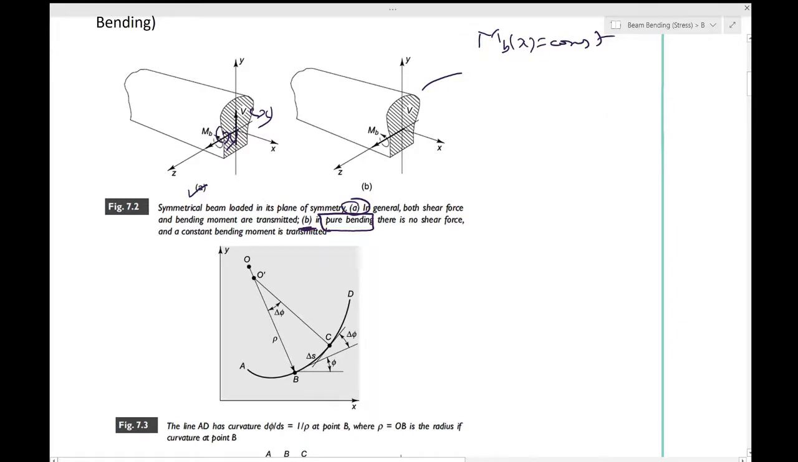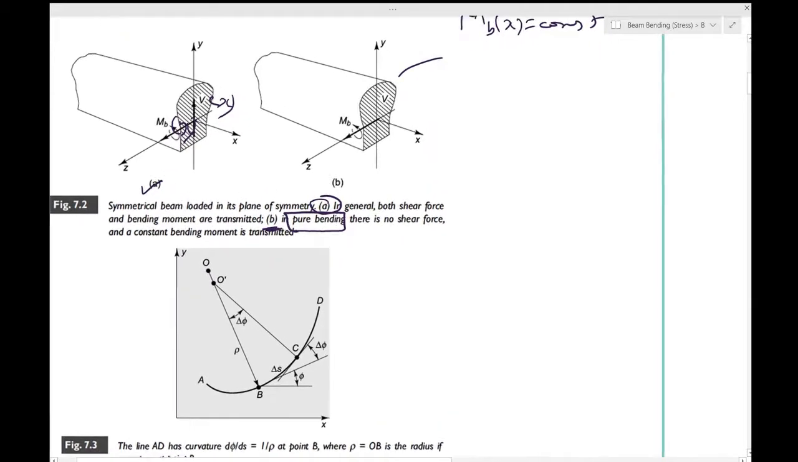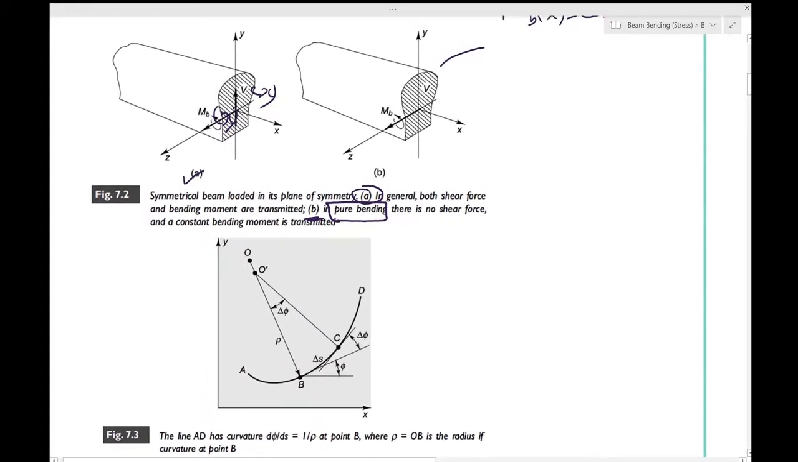Okay, and let's see that idea. The curvature of a plane curve is defined as the rate of change of the slope angle of the curve with respect to the distance along the curve. So if you look at figure 7.3, we illustrate a curve AD. We are not taking a circular curve, because that would make everything very easy, and we don't know that the beam will actually take a circular curve. Most of the time it doesn't. So we are defining it for a general curvature.